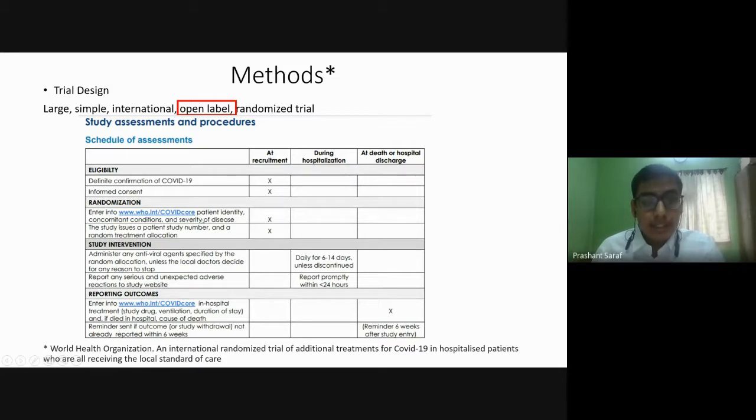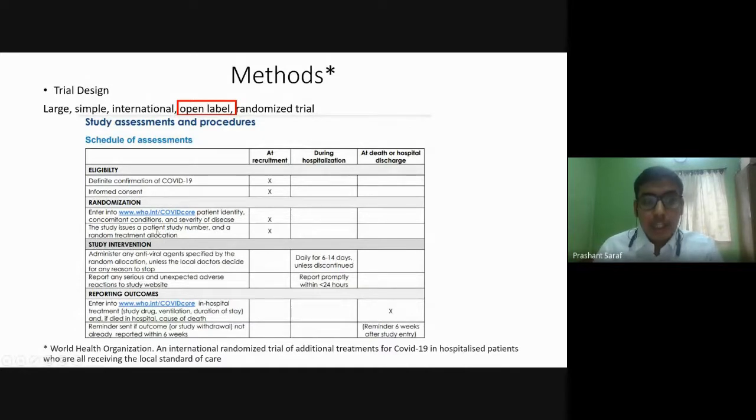Then the randomization was done, and at this site, patient identity, concomitant conditions, and severity of disease, all these details were uploaded in a cloud-based system. This study did not involve any paperwork. All the procedures were online. The study then issued a patient study number and a random treatment allocation. That means it was a web-based randomized allocation. So it let the investigator know which group the patient is assigned to, whether it is the control group, or he or she will receive remdesivir, hydroxychloroquine, or lopinavir or interferon.